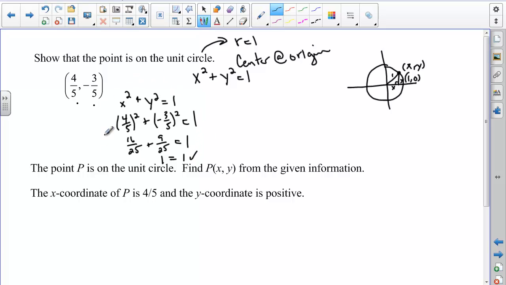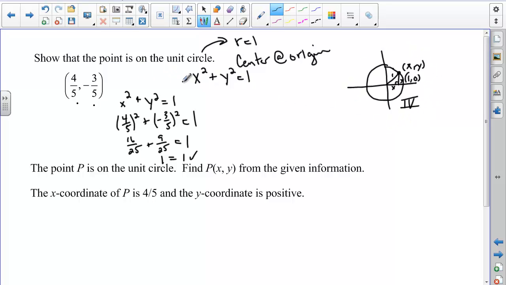And so what I've done here is I've shown that this point, 4/5 and negative 3/5, is somewhere on the unit circle. Now, where on the unit circle? Well, because the x value is positive, I'm either going to be in the first quadrant or the fourth quadrant, because I had to go to the right. Because my y value is negative, that means I'm going down, and so I'm actually going to be in the fourth quadrant. Why is that important?